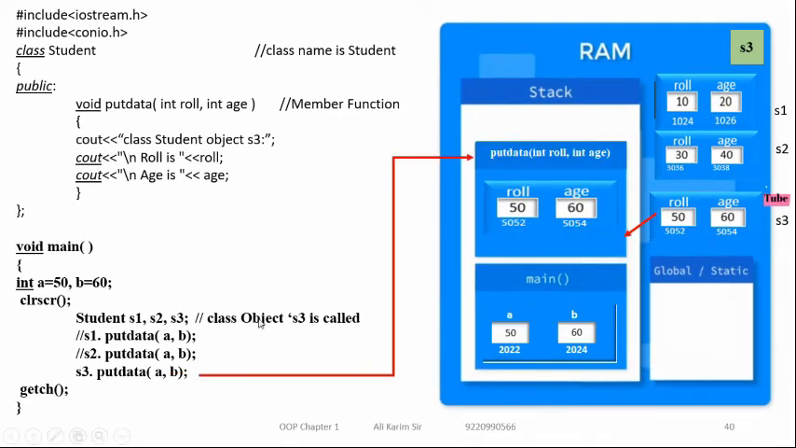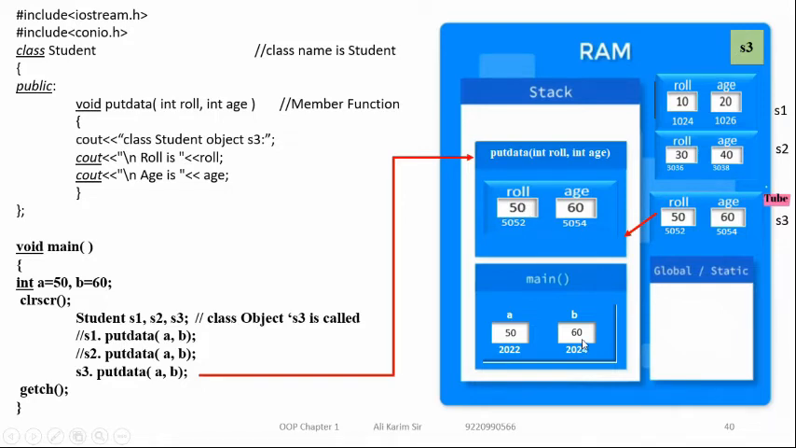Now, for another object, S3 dot put data A and B. So A and B is holding the values 50 and 60. Previously there was 30 and 40, if you remember. So here in the same memory location 2022, previously it was 10, later 30, now it is 50. This 10 was there when we used the first object. When we used the second object, 30 was there. Now at the same memory location we are using 50. When the put data function is called, we are going to pass this value to roll number. This concept is known as pass by value.